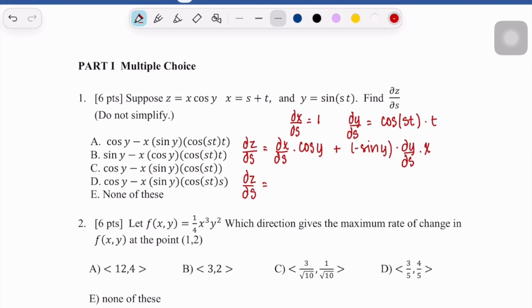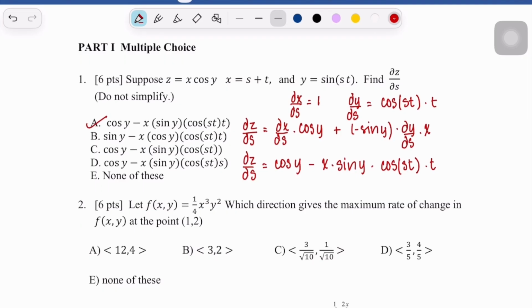So dx over ds is just 1, so this would just remain cosine of y. We can pull the x up in front and the negative sign. So x times sine y, and then dy over ds is cosine of st times t. So cosine st times t. Now we see what option matches our answer right here, and that's going to be the first option, cosine y minus x times sine y times cosine of st times t. So that's our answer right here.